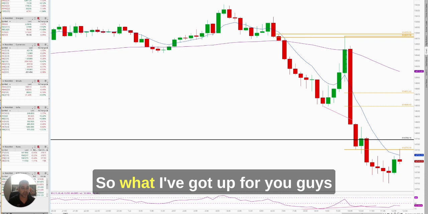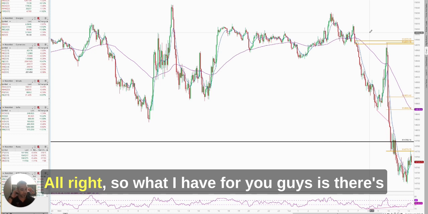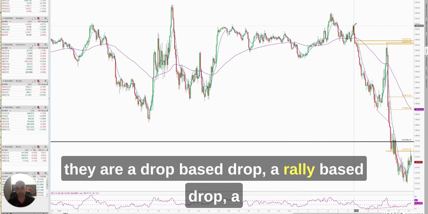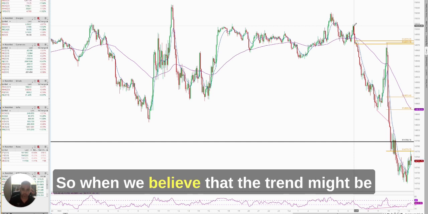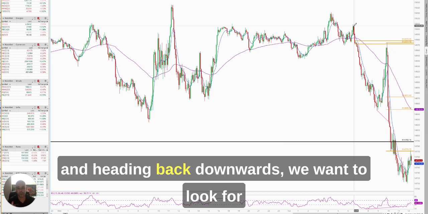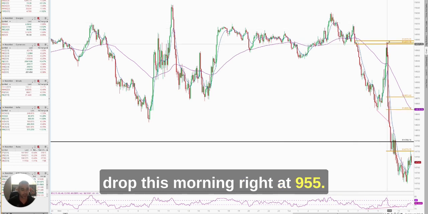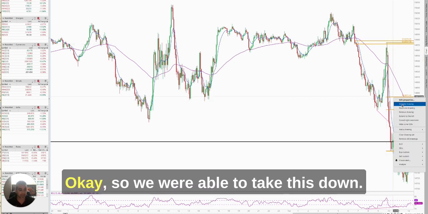So what I've got up for you guys is a chart of our Nasdaq trade. There's really only 4 main candle patterns that matter in trading, and they are a drop-based drop, a rally-based drop, a rally-based rally, and a drop-based rally. So when we believe that the trade might be overexerting itself and heading back downwards, we want to look for a drop-based drop or a rally-based drop. We ran into a drop-based drop this morning right at 9:55, and inside of our inner circle, we got short here. So we were able to take this down.